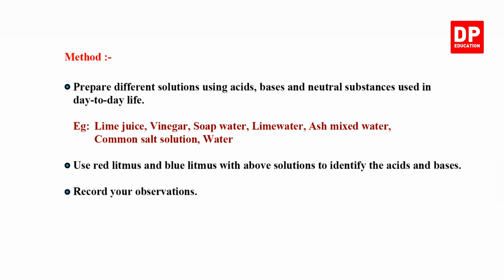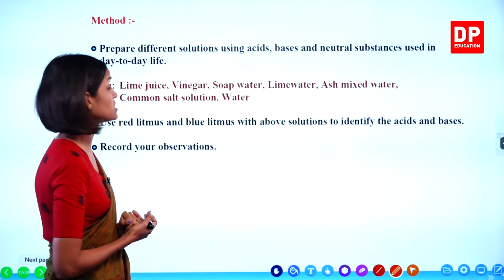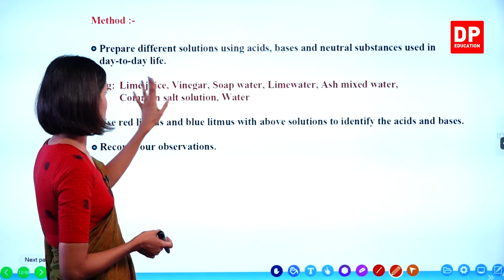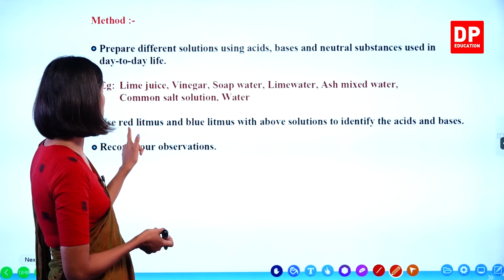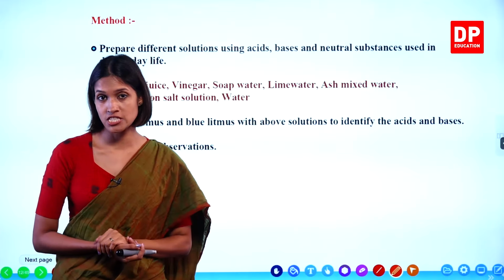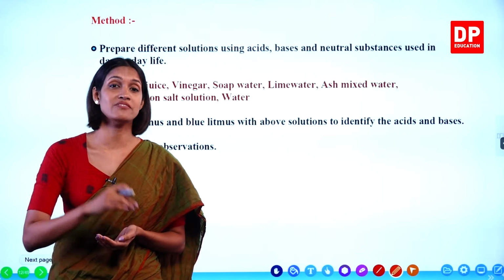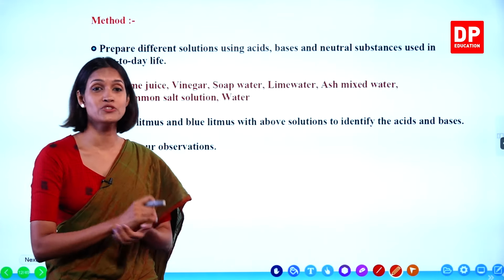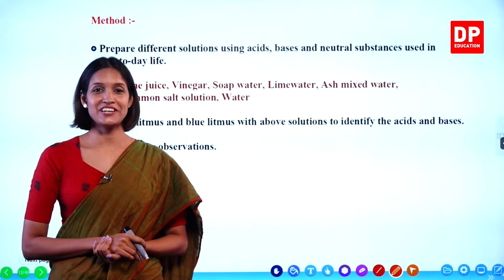So as before, we have to prepare the same set of solutions, right? Prepare different solutions using acids, bases and neutral substances used in day-to-day life. So the same examples are given as we used in our first experiment. And then use red litmus and blue litmus with the above solutions to identify the acids and bases and record the observations. So what we have to do is take a strip of red litmus and blue litmus and immerse them in each of these solutions and check whether there is any color change. We will do that activity now.